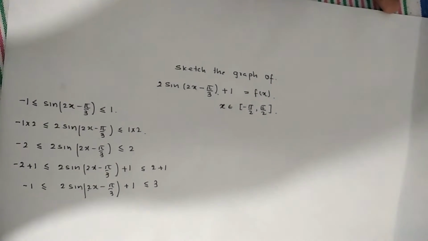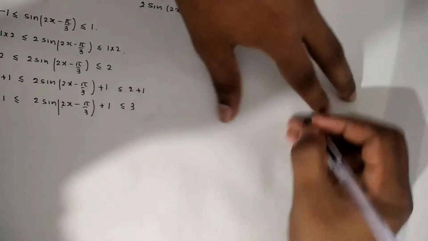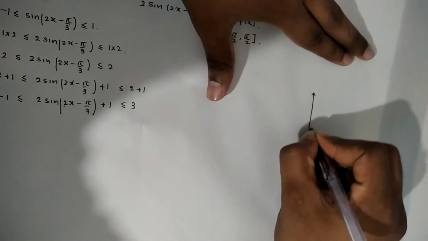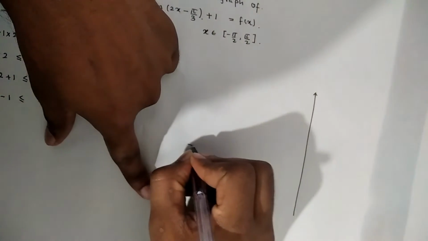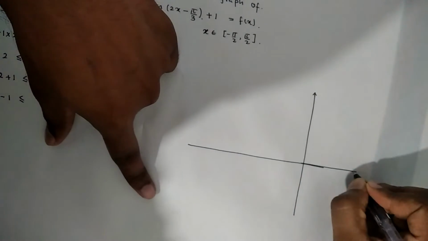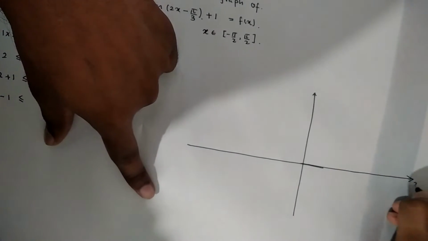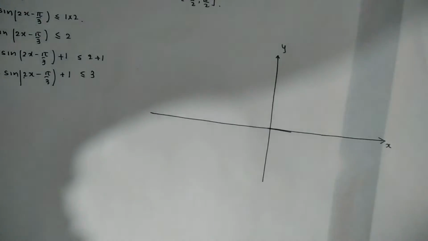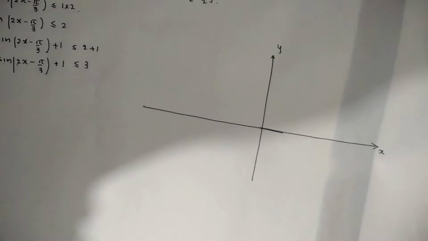So if you try to sketch the graph, your x and y axes will be as follows. You can have a nice line like this. So this is going to be your x-axis, this is going to be your y-axis. So this is how it looks.